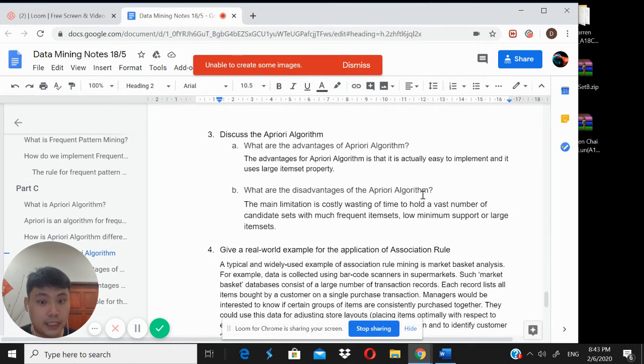So the large item set property actually causes it to be time consuming, and it also has a low minimum support for the large item sets, which is a bad thing for them. This is because not all computers can handle the large item sets. So this is the disadvantages of the a priori algorithm.